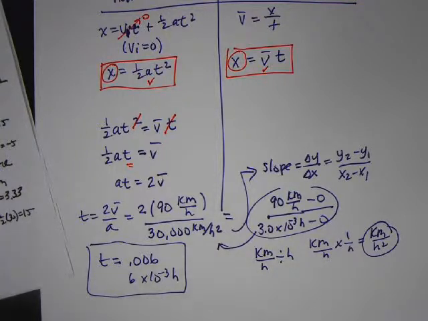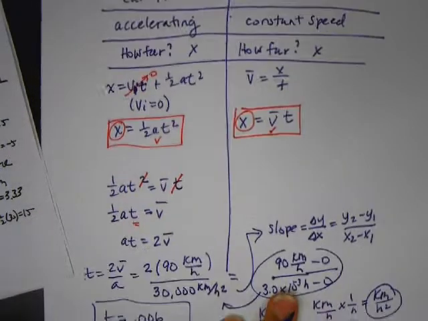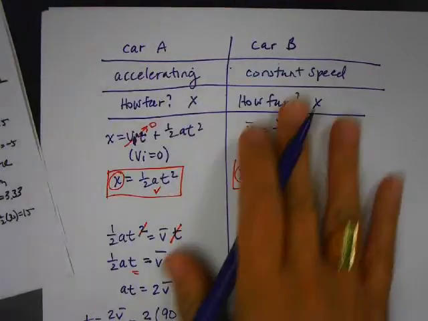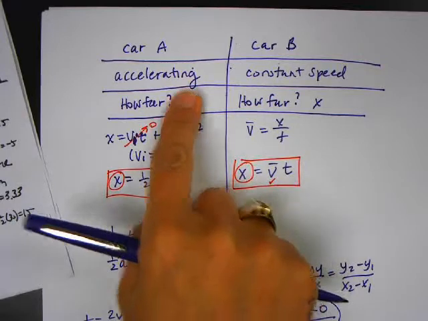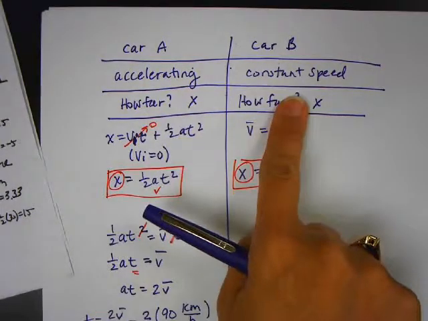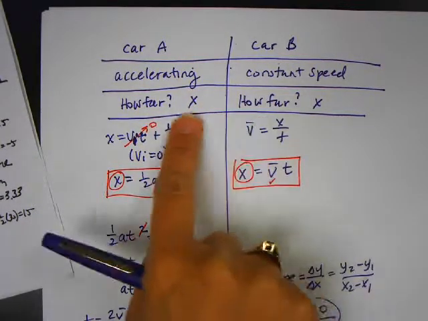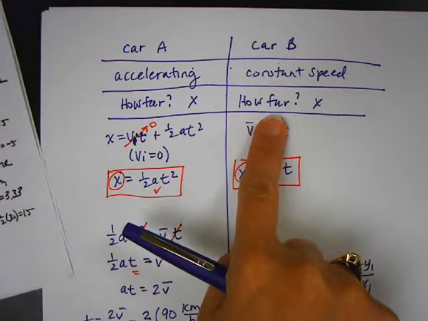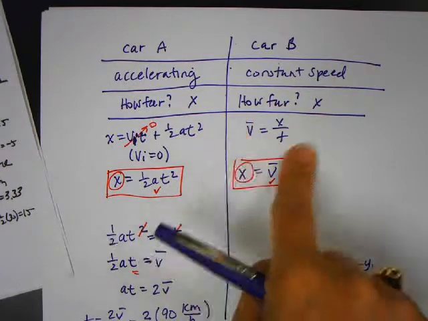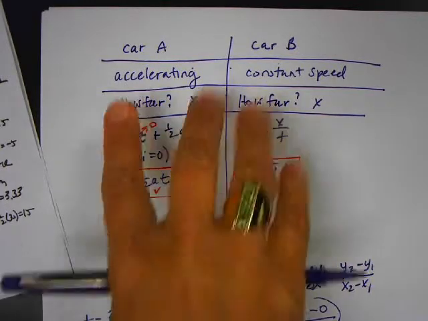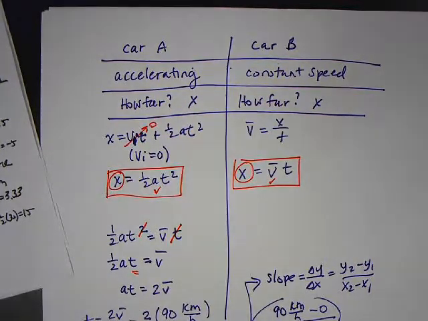So these problems really aren't that bad. You just have to do it step by step. And when you do your work organized, here's car A, here's car B, what's happening, this one's accelerating, this one's moving at a constant speed, what am I looking for? It asks how far they go, what do I know about something that's accelerating, what do I know about something that's moving at a constant speed. The more you write down on paper, the less likely you are to make a mistake.